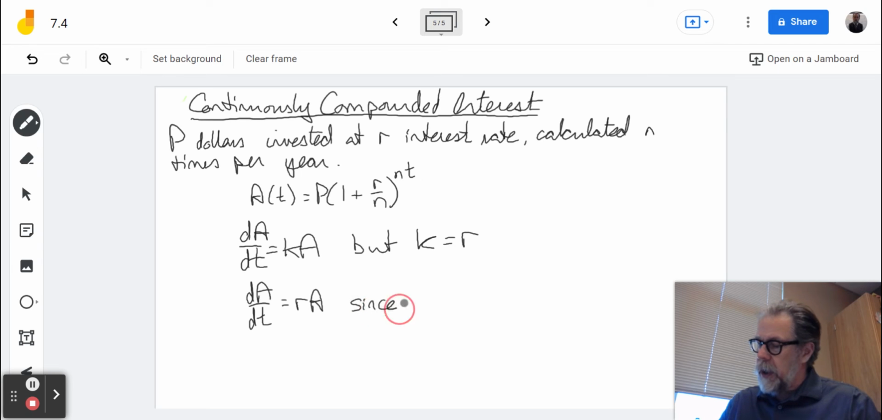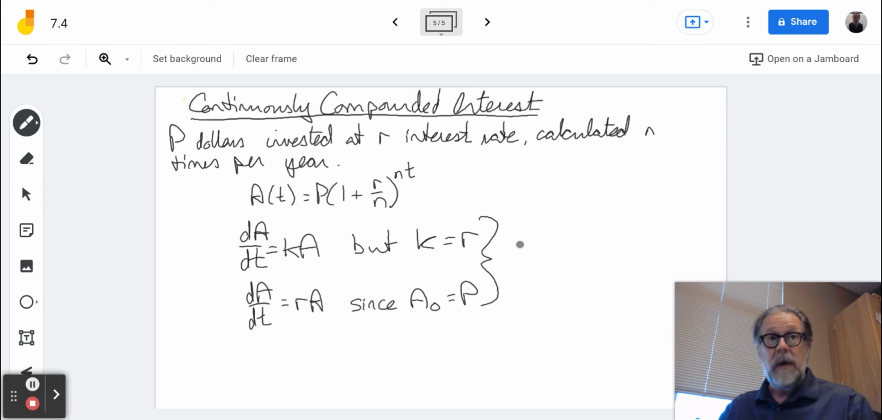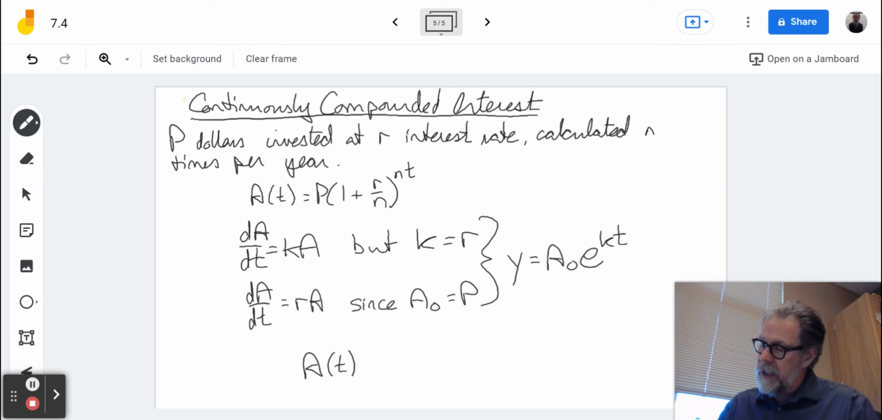And since you start with that much money, what we can do without redoing the whole process is go back and say that y, given that y is equal to an initial value times e to the kt, we can therefore write the amount you have at time t is equal to your initial investment times e to the rt. And this is continuous compounding.